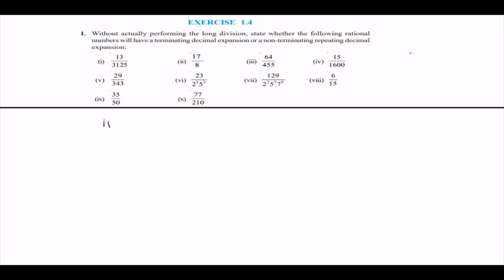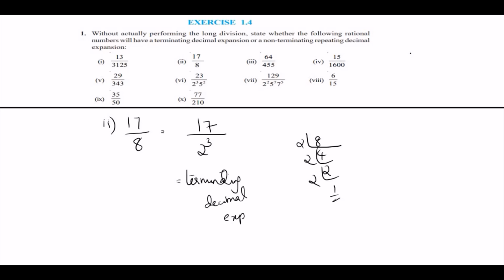Second question, that is 17 by 8. So first you have to factorize the denominator. When you factorize the denominator, you get 2 cubed. And in the numerator, it is 17. 17 is a prime number, so you cannot factorize further. And when you check, these are co-prime because there is only one as a common factor between them. So just check the denominator. The denominator is of the form 2 raised to m. So you can say it has a terminating decimal expansion.